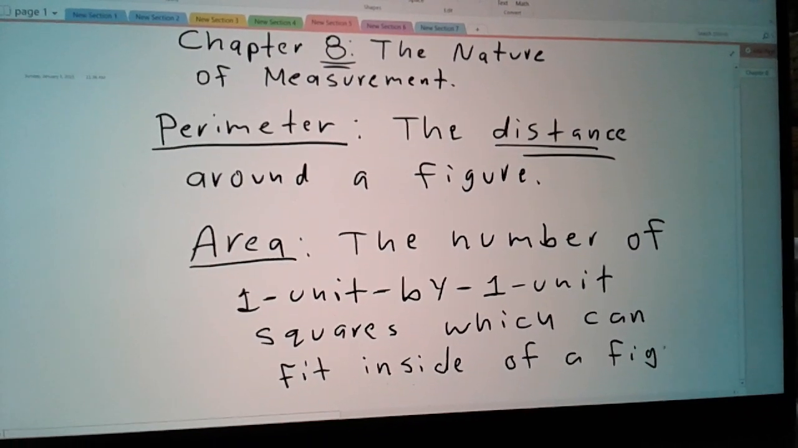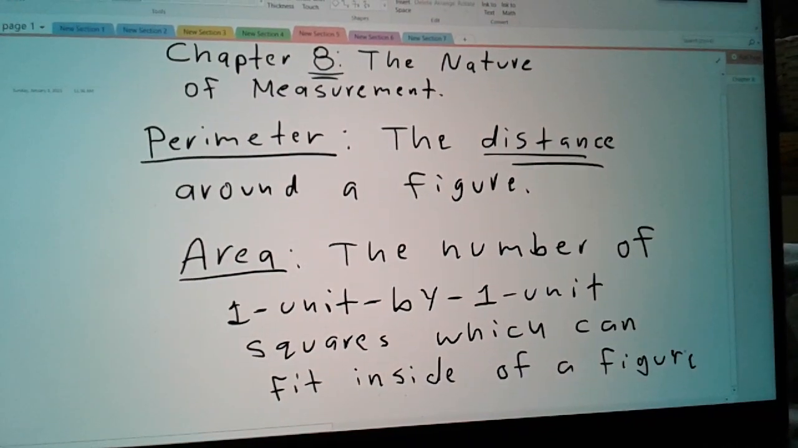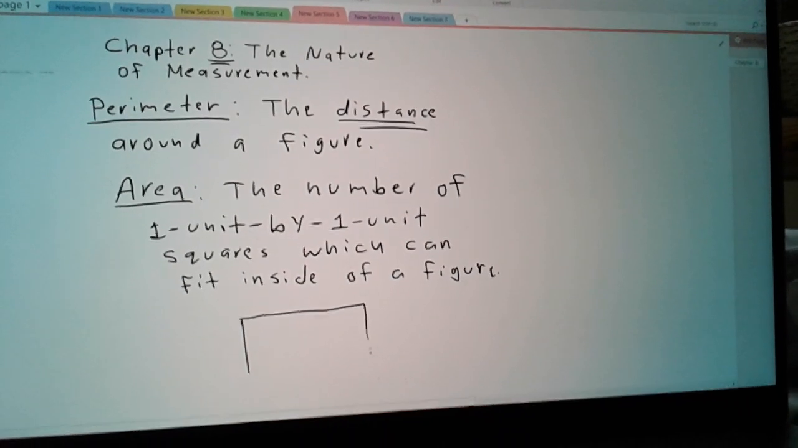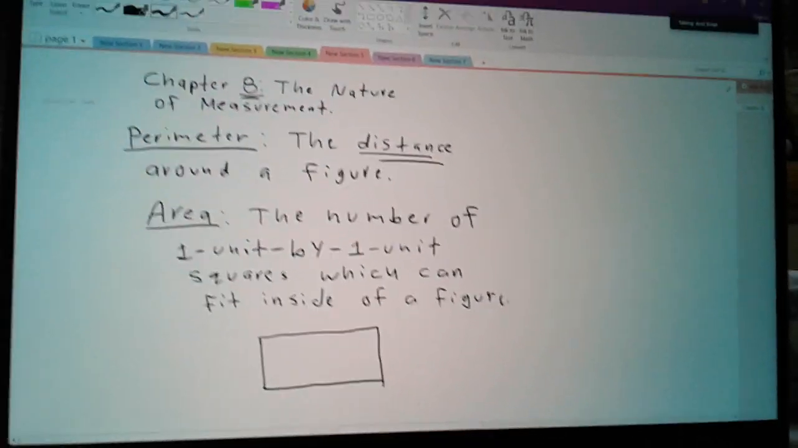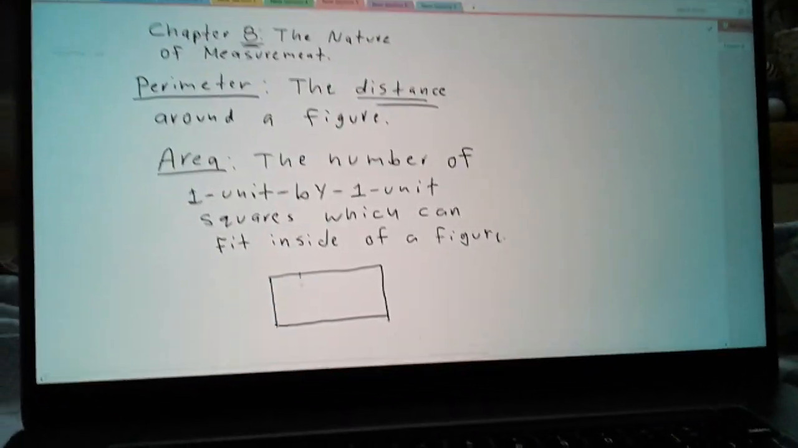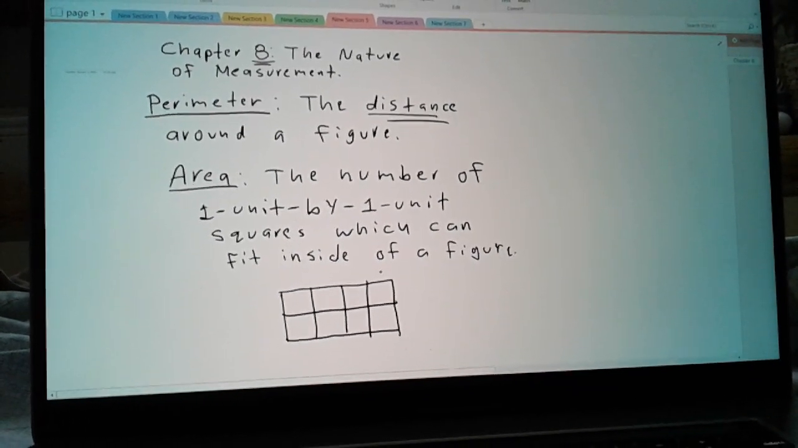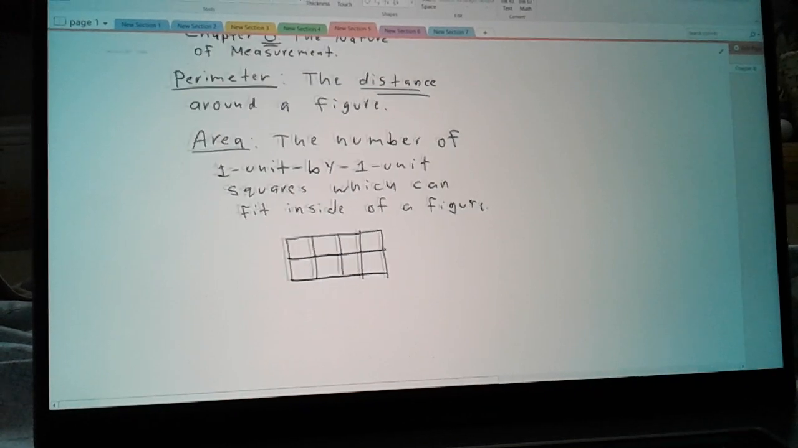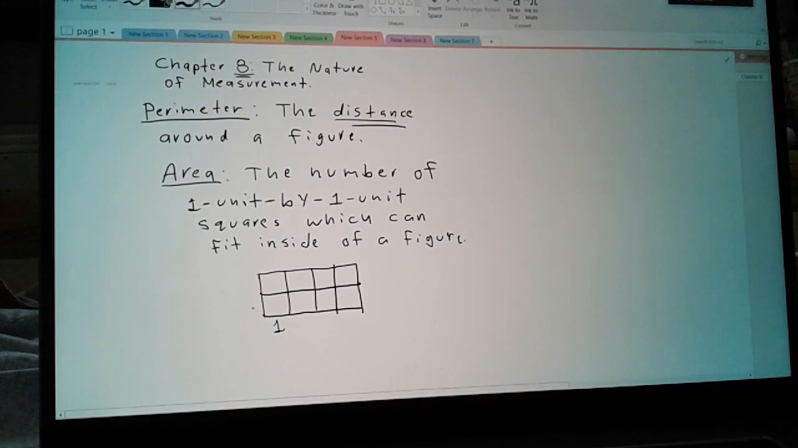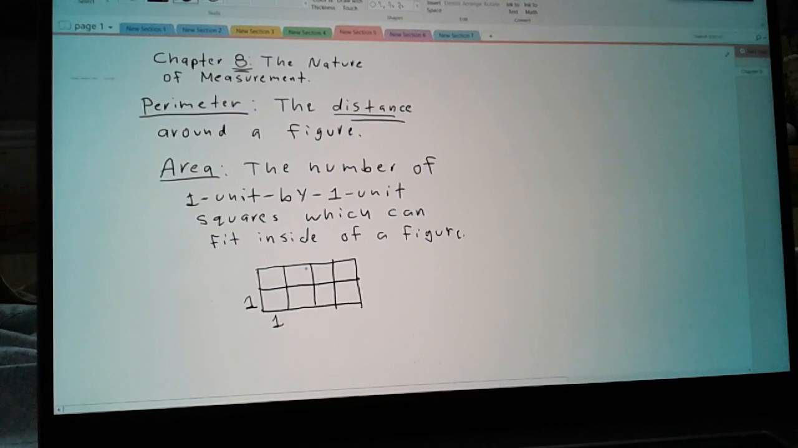So an area is the number of 1 by 1 square units that can fit inside a figure. So 1 by 1 is very small. Just as an example, let's say I have a rectangle. You can see that each of these little squares that I made are all 1 by 1 units. So I have 8 of them all together, as you can see.